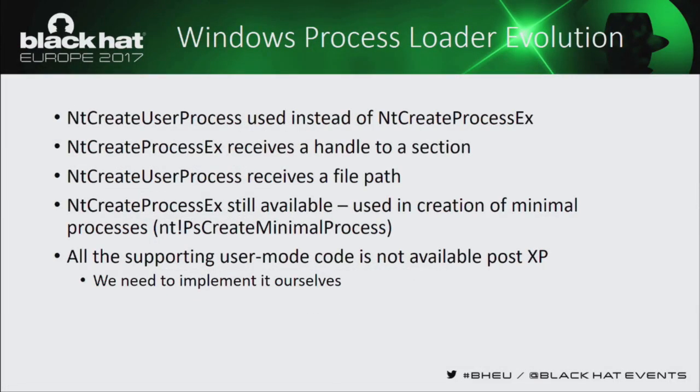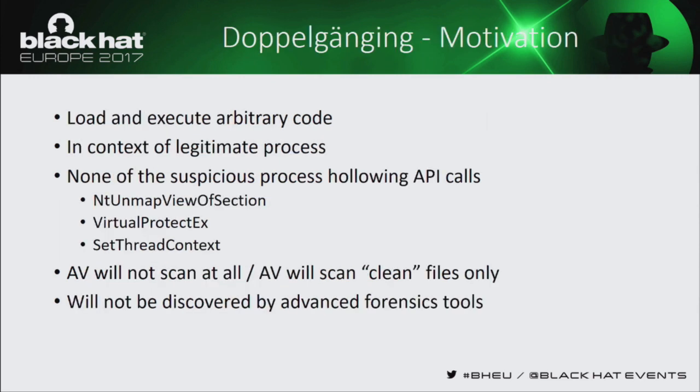To highlight the main differences, in Windows 10, we have anti-create user process being used instead of anti-create process EX. Anti-create process EX receives a handle to a section, while anti-create user process receives a file path. Luckily for us, anti-create process EX is still available in the latest Windows 10 release because it's used in the creation of minimal processes, which is a bit beyond the scope of this talk. The only thing is, unfortunately, all the supporting user mode code that we had in XP is no longer available for us. So what we need to do is implement the heavy lifting on our own, by ourselves.